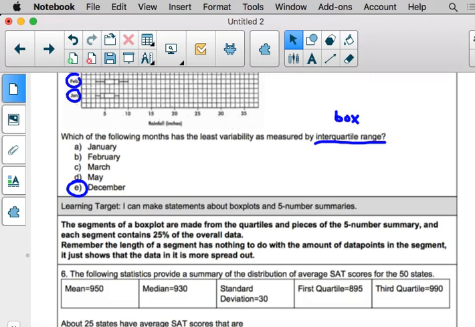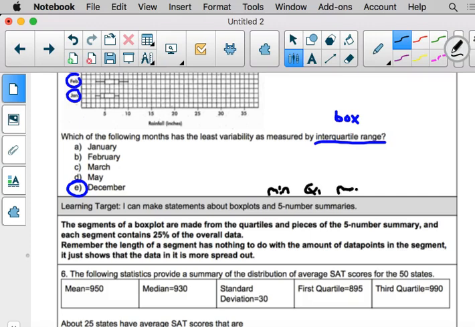So number 6, the following statistics provide a summary of the distribution of average SAT score for the 50 states. About 25 states have an average SAT score that are... well, there's 50 states, so 25 states. Isn't that half? So we talked about that 5-number summary: min, Q1, median, Q3, maximum.